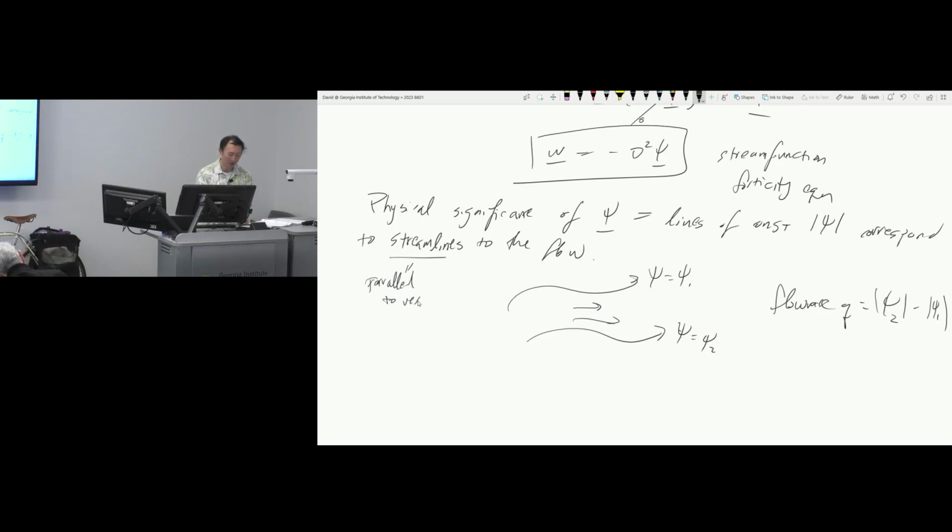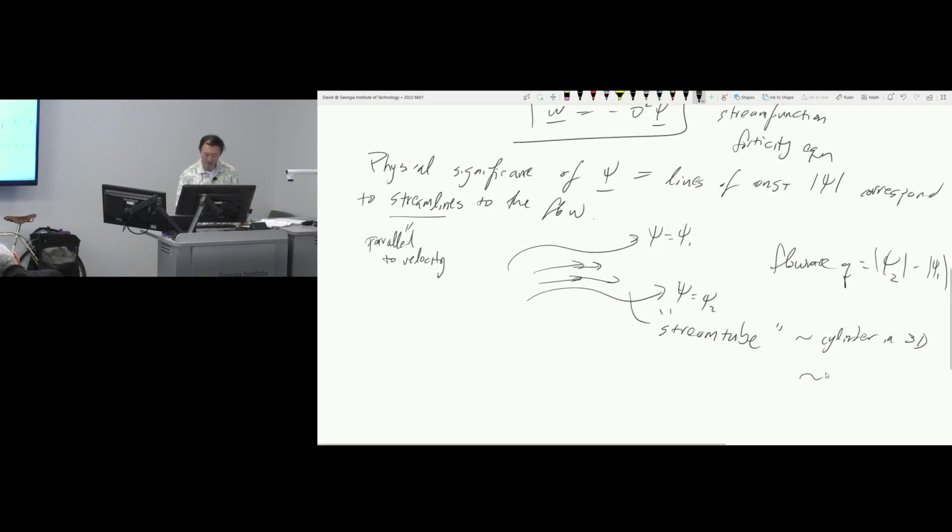It's always everywhere parallel. This makes the most sense in steady state coordinates, but people do streamlines when it's not steady state, and then streamlines can actually cross. But in general, if there are no stagnation points around, the flow between streamlines stays between streamlines. They call this a stream tube. You can imagine a stream tube in 3D as like a cylinder, and in 2D it's like a riverbed.